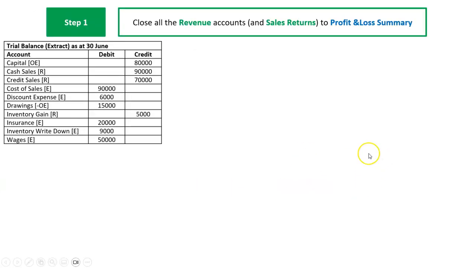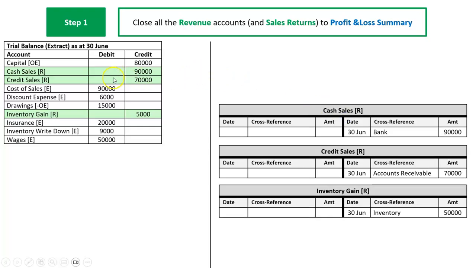So, step 1, close all the revenue accounts and sales returns to profit and loss summary. If we look at our trial balance here, we can see we've got 3 revenues: cash sales, credit sales, and inventory gain. What we don't have is sales returns, because maybe there weren't any. Some questions will have it, some questions won't. In the previous video, we did have sales returns. It did make it a little bit trickier, but in this one I've left it out, just because the question might not have it at all. And that will make it a little bit easier.